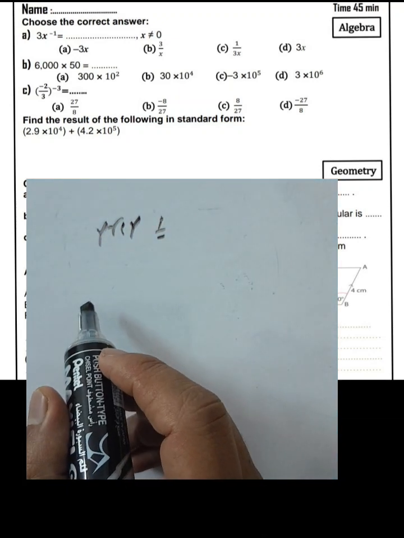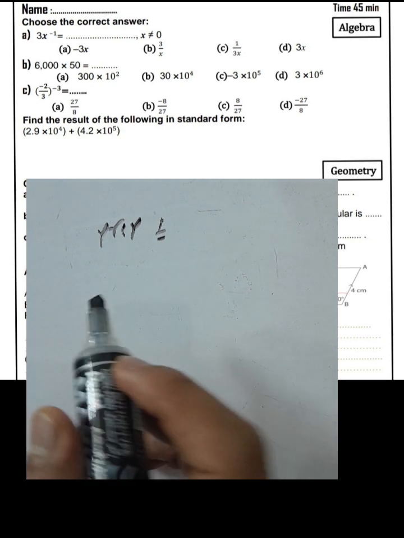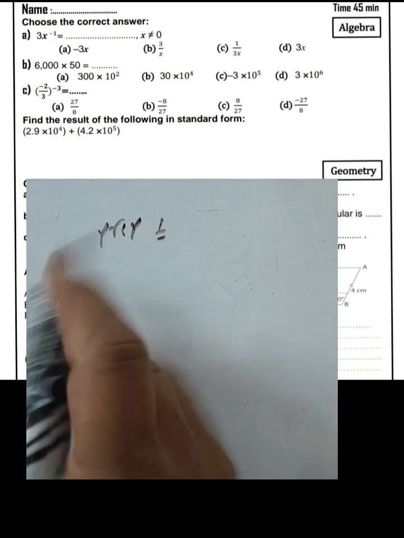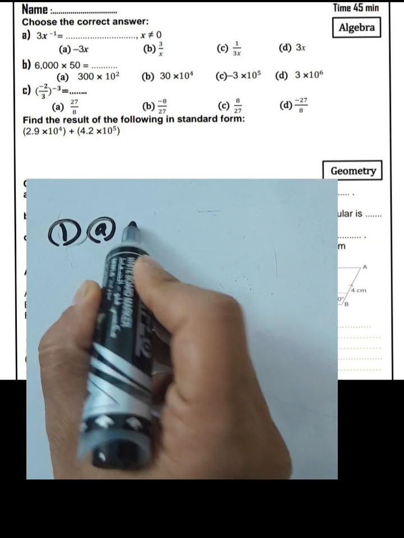Today we'll solve the March exam this year 2024. Look at with me about question number 1. Choose the correct answer. Letter E.